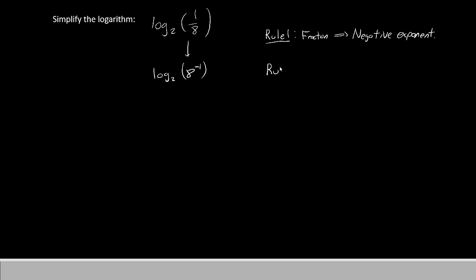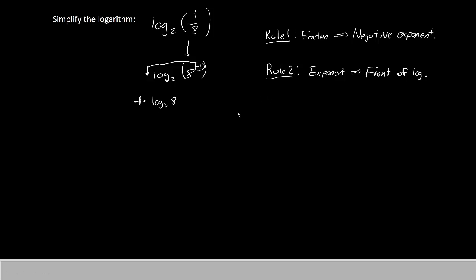This also leads me directly into rule number 2. If you have an exponent, you are allowed to take the exponent from the top and move it in front of the log. So let's take that -1 and move it down. So we'll have -1 times log base 2 of 8.